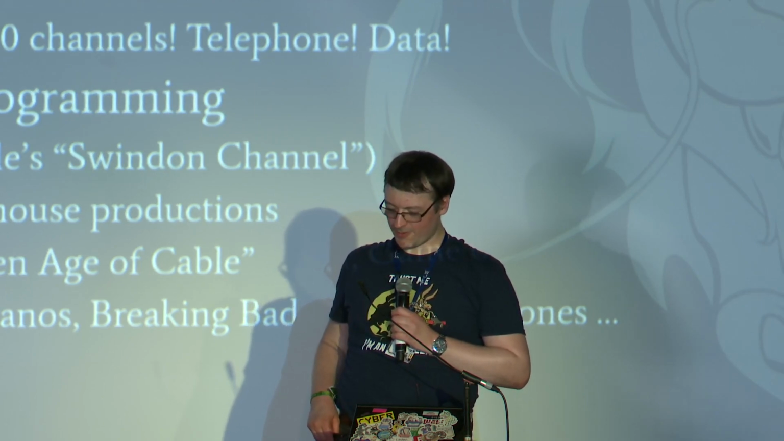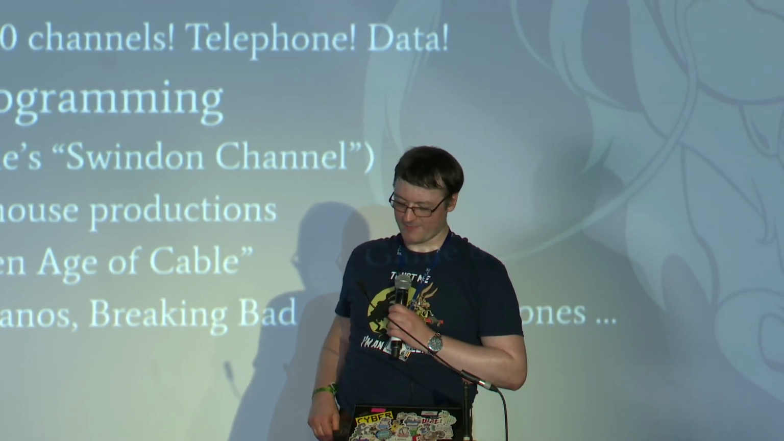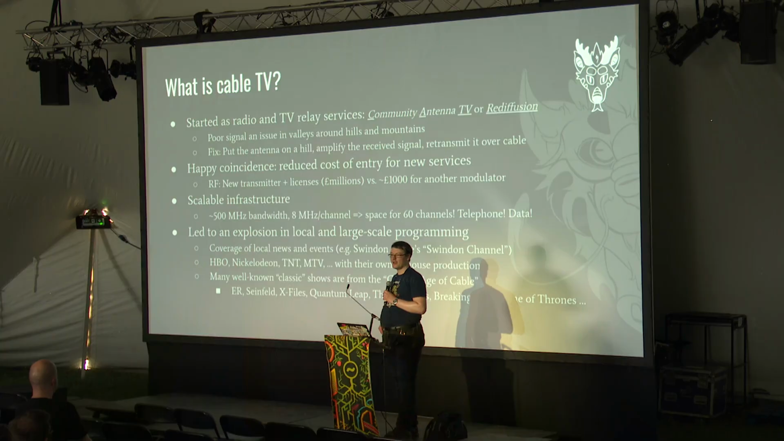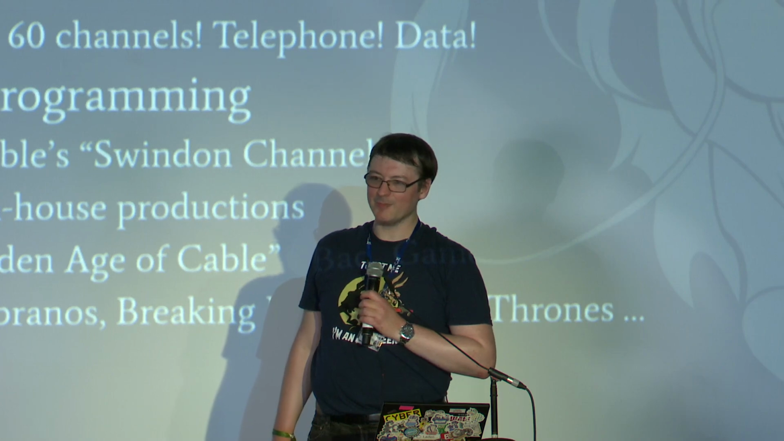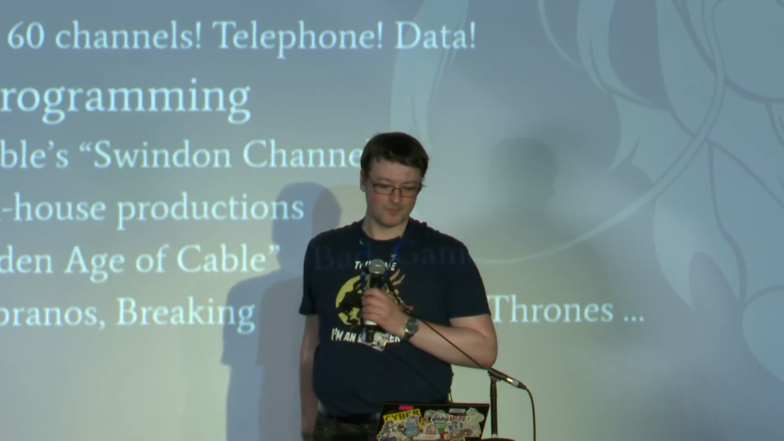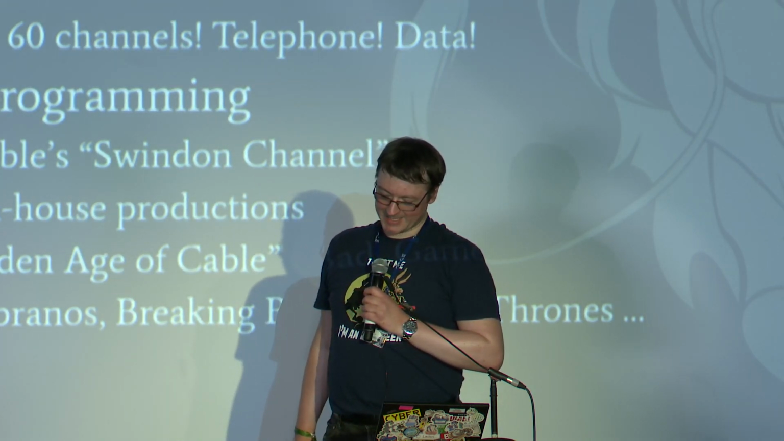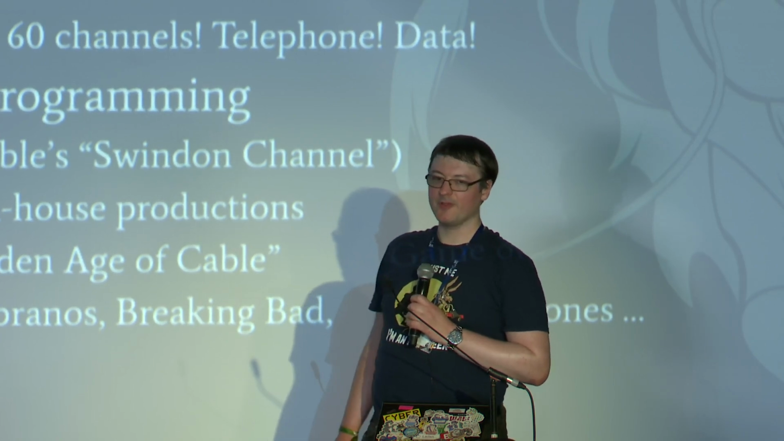So, quick introduction to cable TV if you're not aware of its history. It started out as cable-based radio and TV relay services. So they would put an antenna on a big hill with line of sight to the transmitter, run cables down into the valley that couldn't pick up the signal, so obviously hill, valley, hill blocks signal, and amplified the signal, retransmitted it over the cable into people's houses.